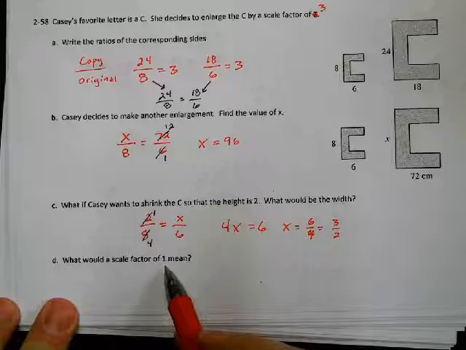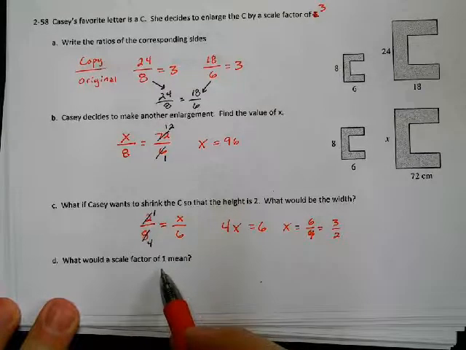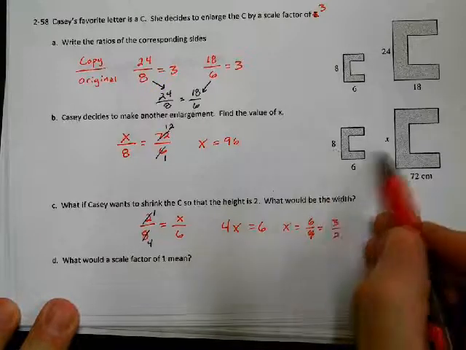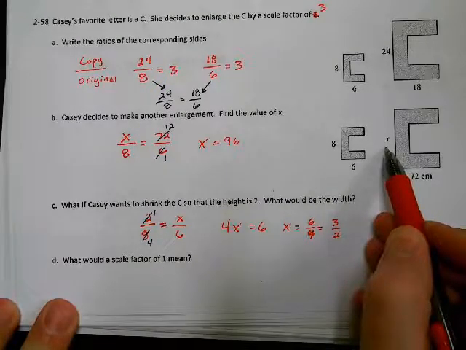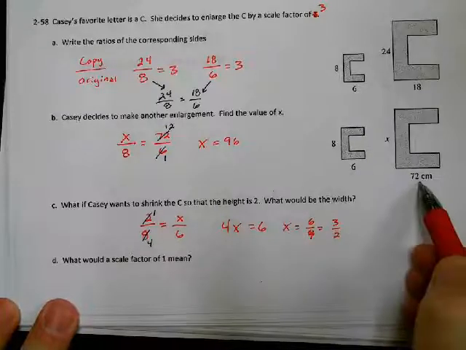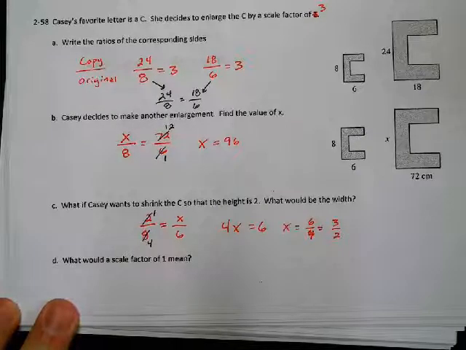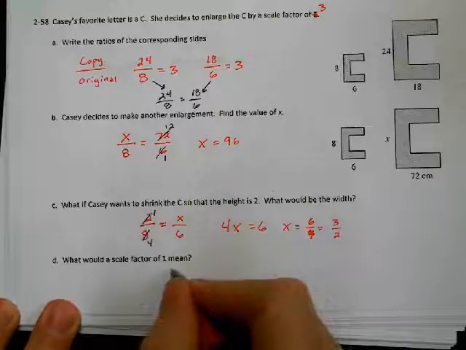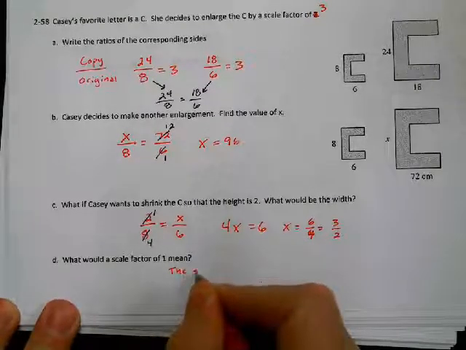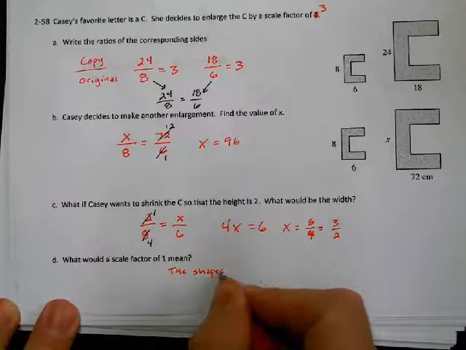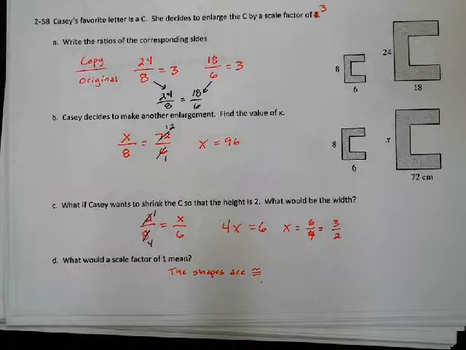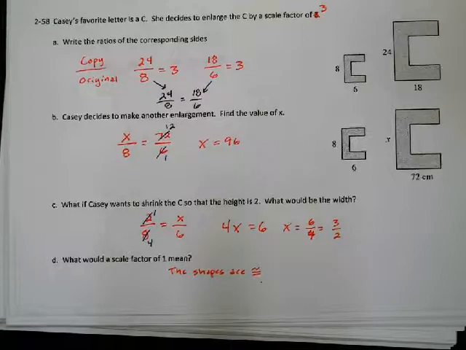Nothing's changing. The scale factor of 1 means that if I'm starting off at 8, my next shape will also be 8. If I'm starting off at 6, my next shape will also be 6. So it means that the two shapes are congruent. So a scale factor of 1 doesn't mean that they're different. It means they're the exact same shape.